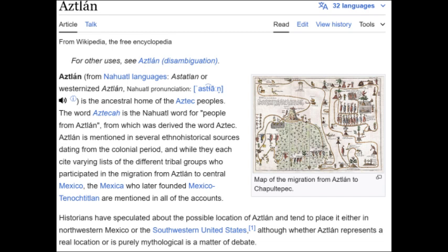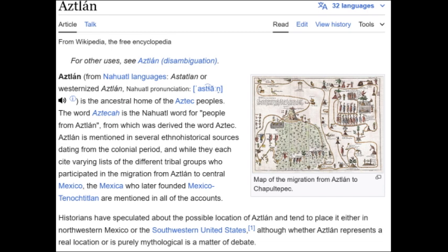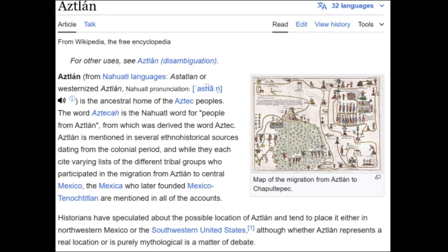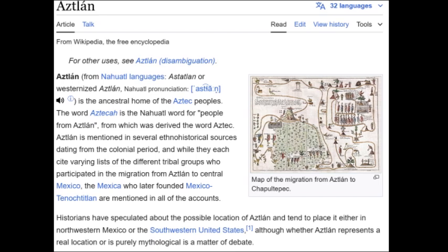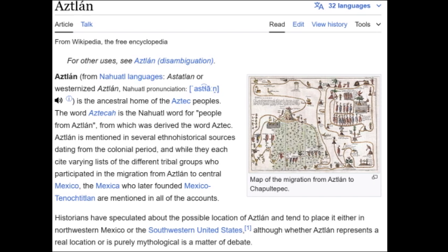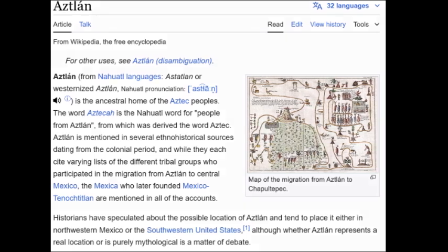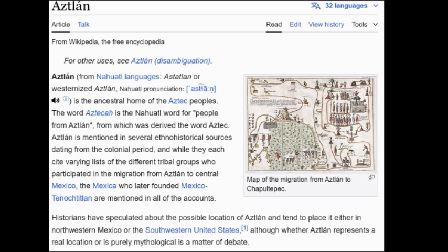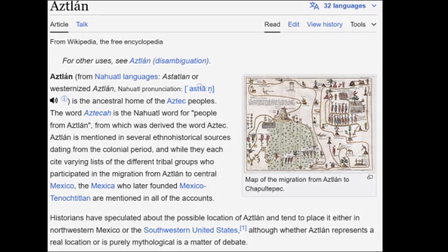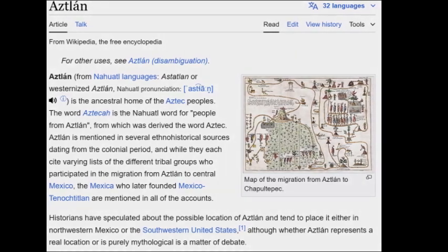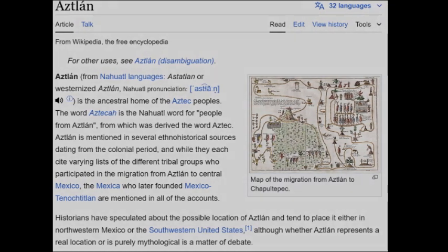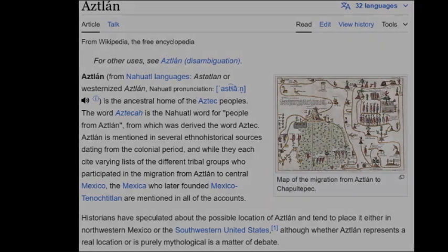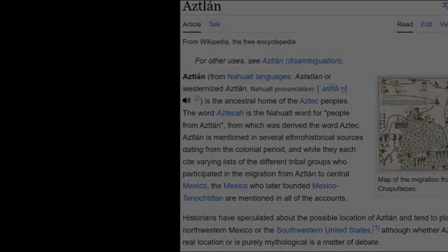Historians have speculated about the possible location of Aztlan and tend to place it either in northwestern Mexico or the southwestern United States. And there they have commentary and speculation, thus taking control of that particular term and adding all their overlays to it, Aztlan. Although whether Aztlan represents a real location or is purely mythological is a matter of debate. And they'll let you know once they figure it out. And whatever their narrative goes, you guarantee it's going to be populated across every possible avenue, and anything else that is to the contrary will be silenced and removed.